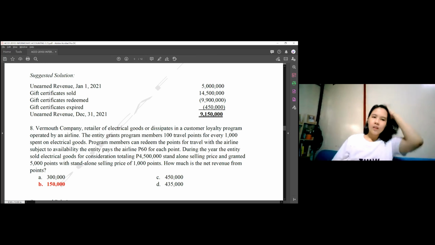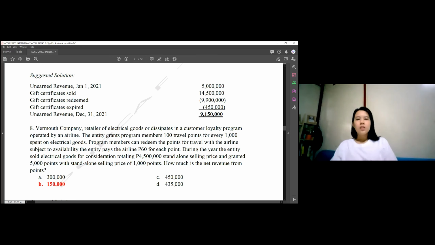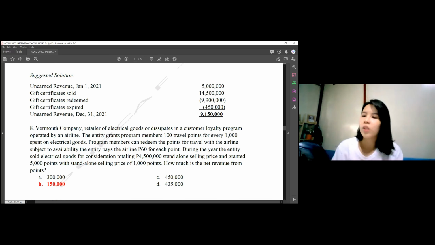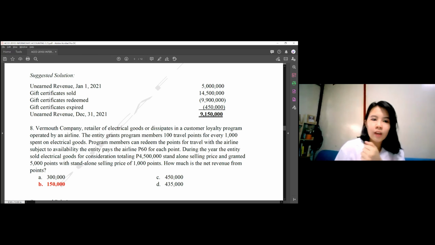Okay. Sige. Start tayo kay 4.5 million na sale ng electrical goods. Divide natin yun dun sa ratio. Ito yung nabanggit sa second sentence. Sabi niya, nagpipay daw sila ng 100 travel points for every 1,000 spent on electrical goods. So, divide natin siya by 1,000. We'll get 4,500. Diba? Times 100, we'll get 450,000. So, yun yung total nila na na-earn.